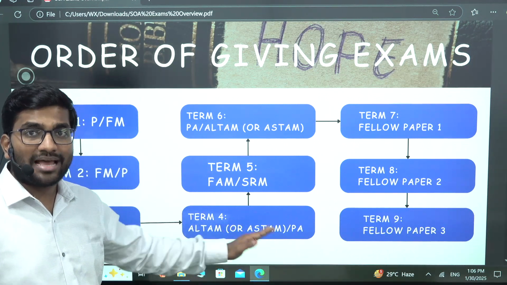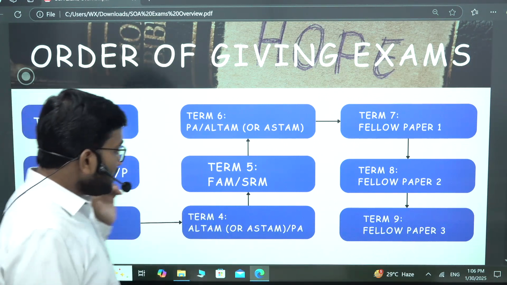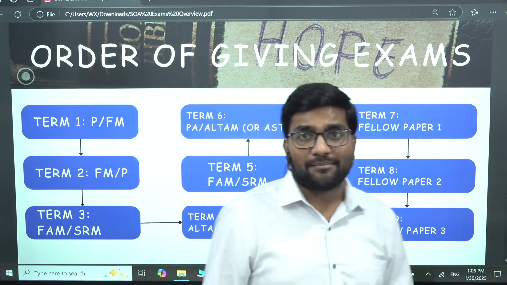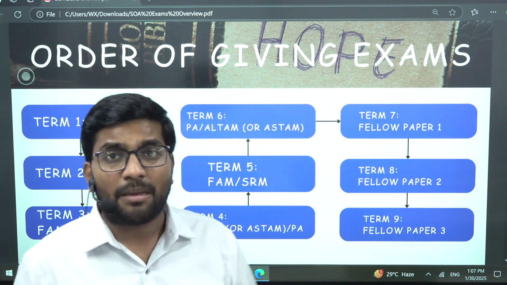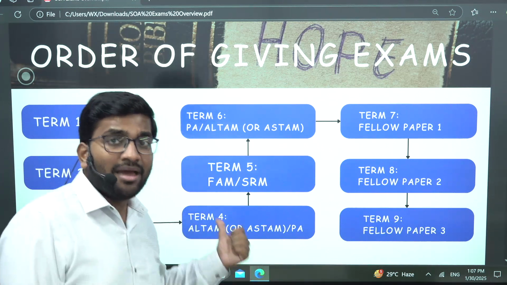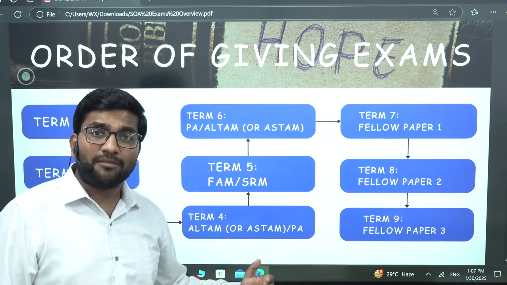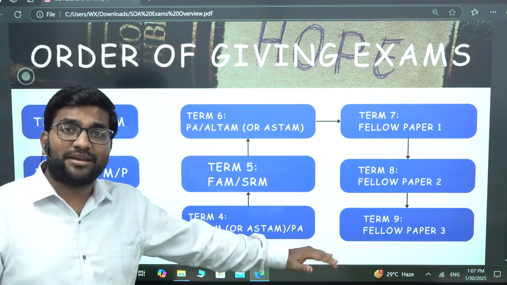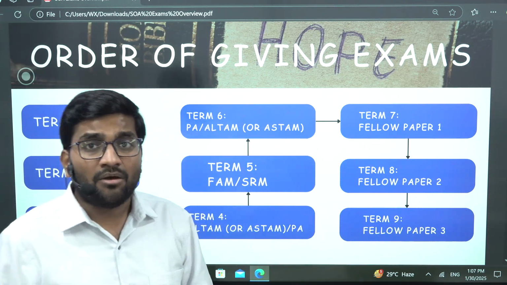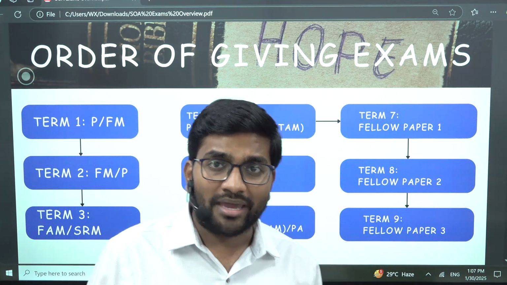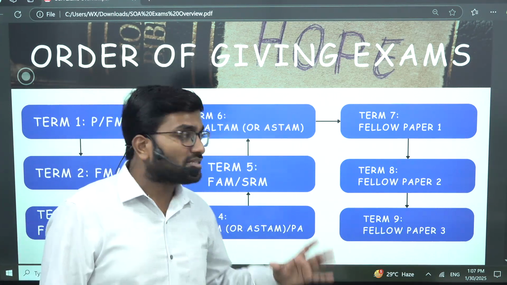Once you are done with ALTAM or ASTAM, you will be done with P, FM, FAM, and ALTAM or ASTAM. Then the 5th paper you appear for is SRM and then PA. The higher paper for SRM will be PA, which is predictive analytics based in R programming, and the higher paper for FAM will be ALTAM or ASTAM. In this manner you can complete your 6 exams.